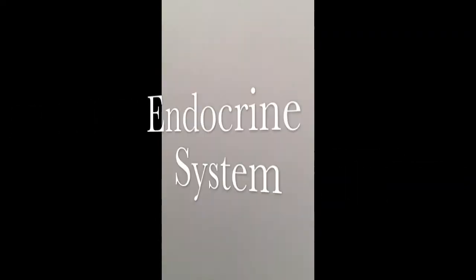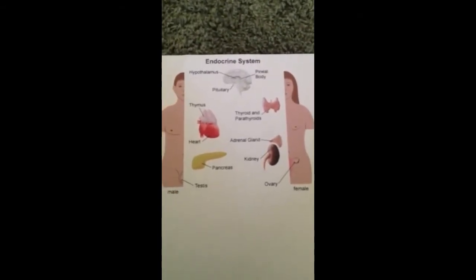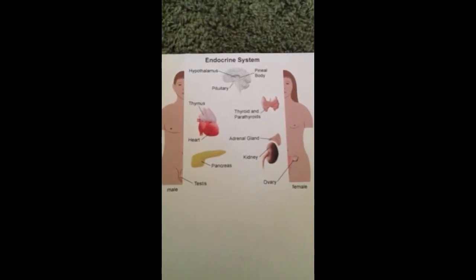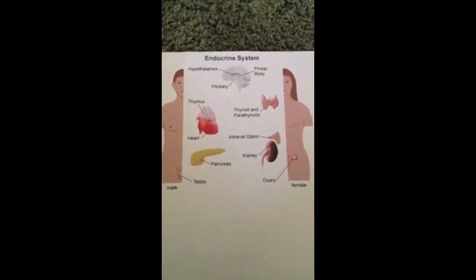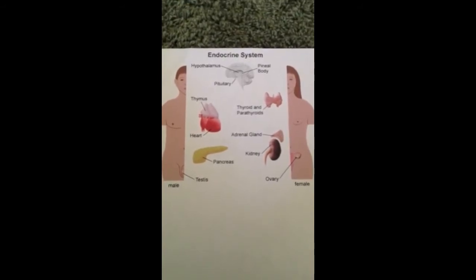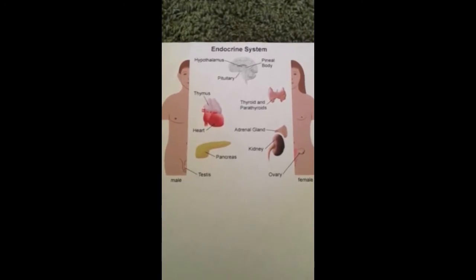The endocrine system. The endocrine system helps the body respond to changes in the internal and external environment. It works with the nervous system to regulate nearly all of the body's activities. Hormones are substances that are made in one part of the body and cause changes in another part of the body. Endocrine glands are ductless glands that release hormones directly into the bloodstream or into the fluid around cells.